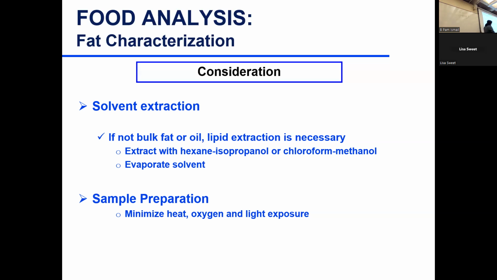But we have to be careful about how we handle our samples before analysis. We don't go and open the oil bottle a week before lab, for example, exposed to oxygen, exposed to light, potentially changes in heat or temperature in the room. We want to avoid all of this while we're waiting to analyze our sample. Otherwise, we'll get erroneous results, because heat, oxygen, and light are going to speed up oxidation, and then our analysis will be erroneous.